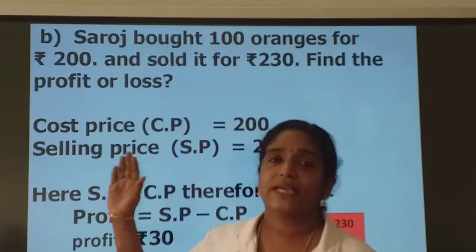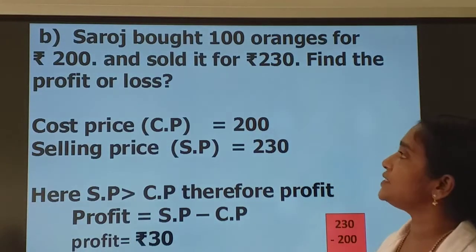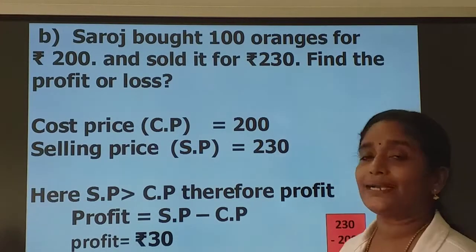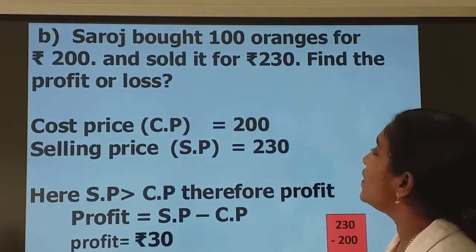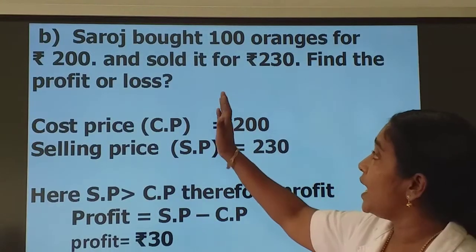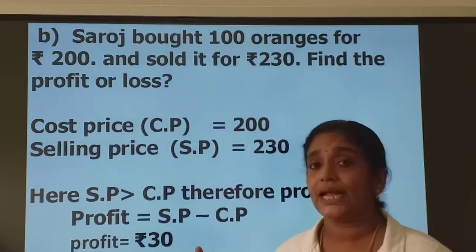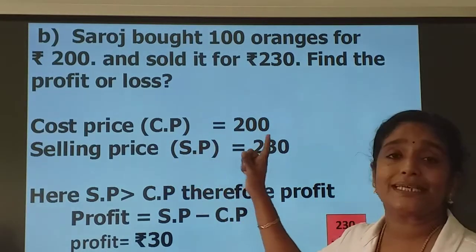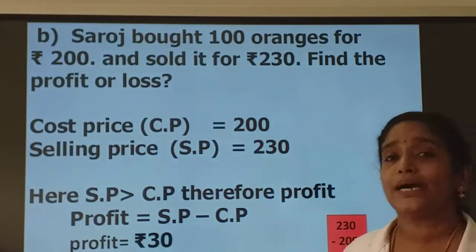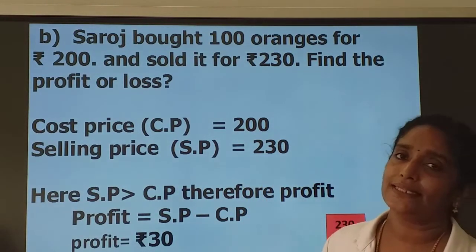Okay, see, we can read the question. Saroj bought 100 oranges for 200 rupees and sold it for 230 rupees. Find the profit or loss. So, Saroj bought 100 oranges for 200 rupees. That means cost price is 200 and he sold it for 230 rupees. So, selling price is 230.